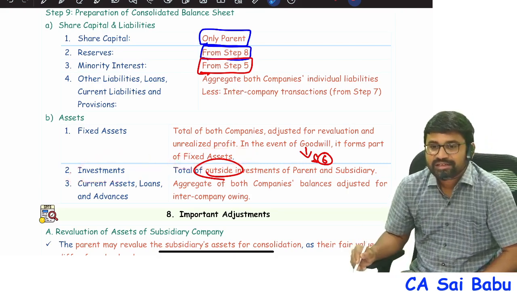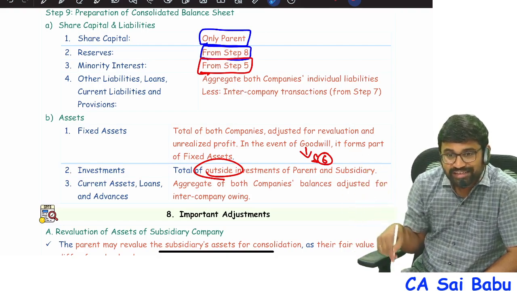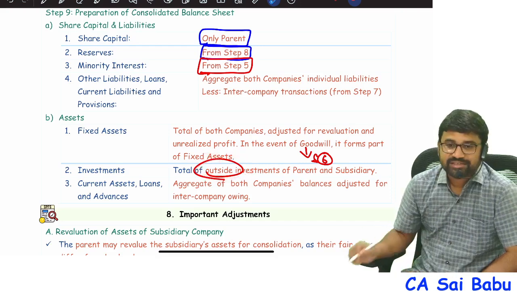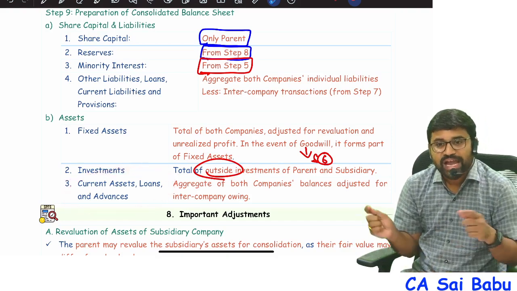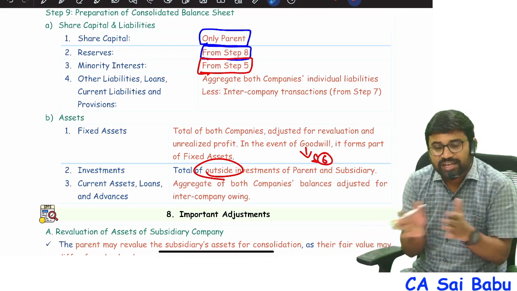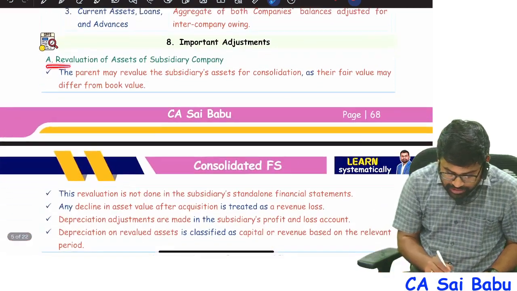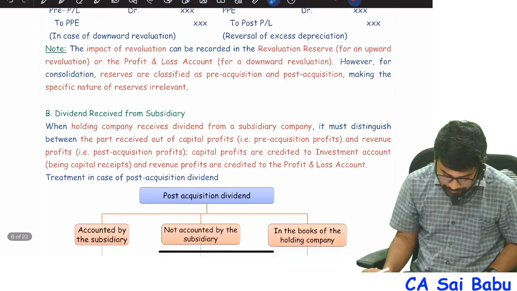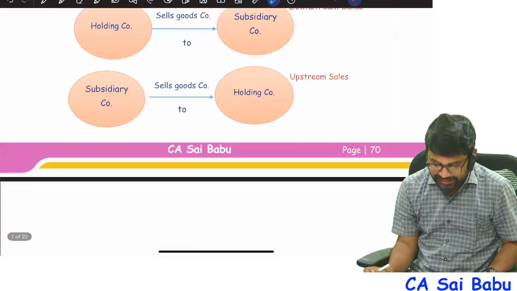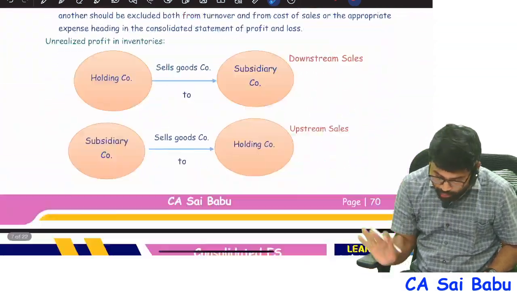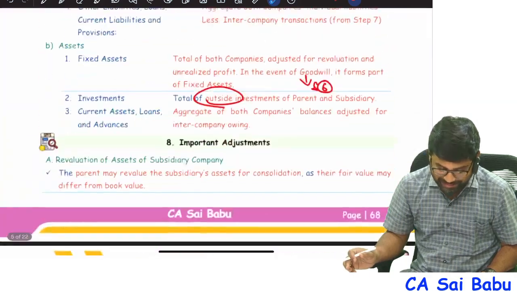Investments. Parent company investment in subsidiary shares, will you consider it? No. Only outside investments we will consider. And last one, current assets, loans and advances. Simple. Add parent, subsidiary. Any intercompany dues, eliminate. That's it. Important adjustments also I told you: revaluation of assets, dividend, and eliminate intra-group transactions. Bonus shares I will cover. Wait. So except bonus shares, all things we have discussed.